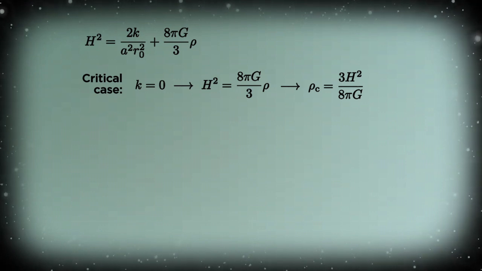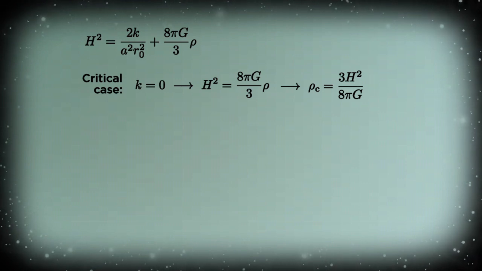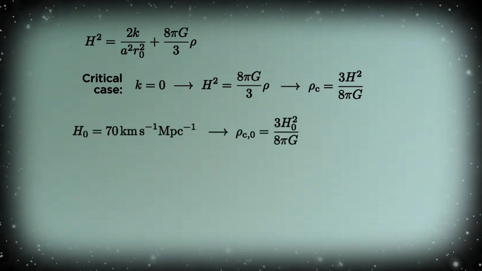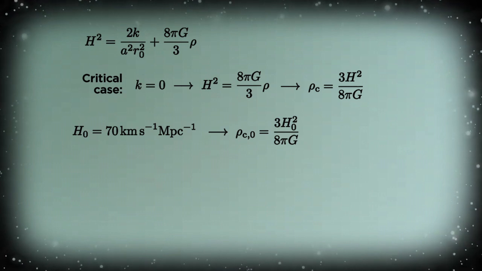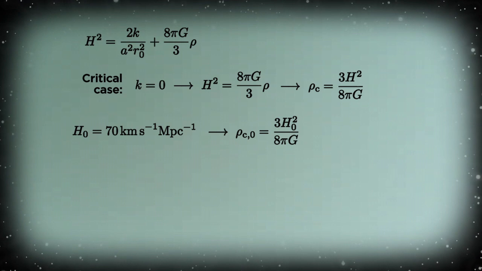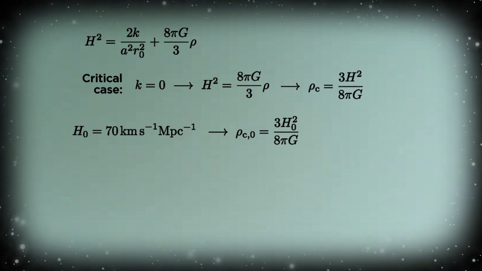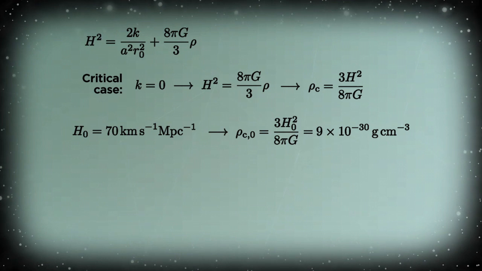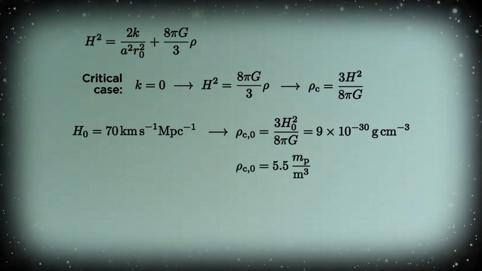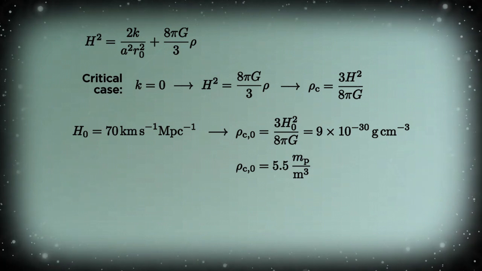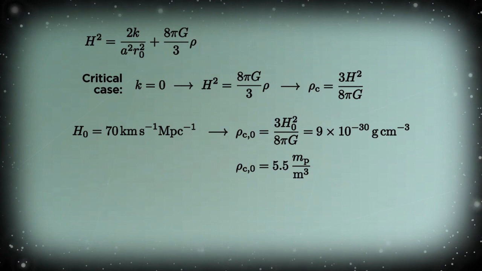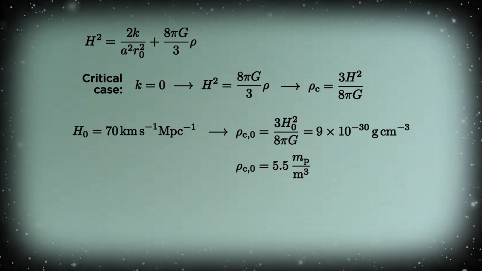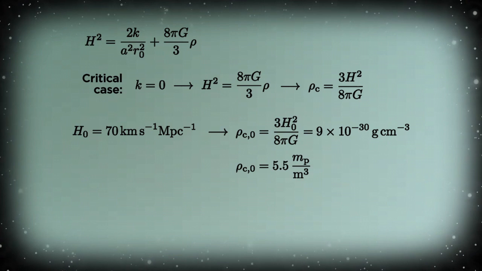So to figure out what's going to happen to our universe, we need to measure the density and compare it to the critical density. The current value of the critical density is 3 times H0 squared over 8 pi G, where H0 is the Hubble constant, 70 kilometers per second per megaparsec. Plugging that in gives a critical density of 9 times 10 to the minus 30 grams per cubic centimeter. A more interesting way to express that is 5.5 proton masses per cubic meter. That seems like a pretty low bar for the universe to jump over to achieve the critical density. Surely the actual universe is denser than that. The air in this room has a density of 10 to the 27 proton masses per cubic meter. And what about all the dark matter?